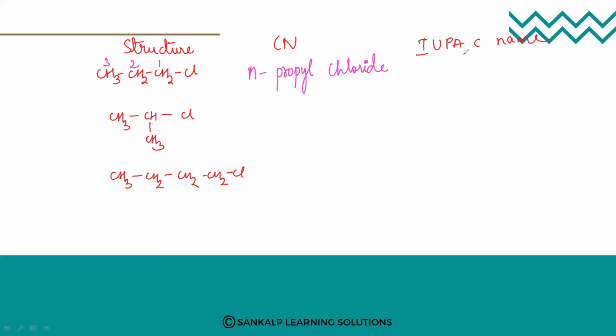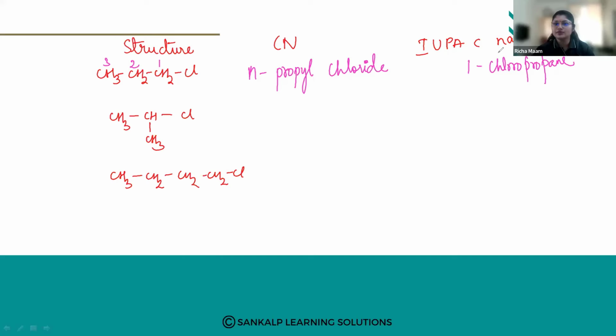Then what is the IUPAC system? In the IUPAC system, you have to write halo substituted. At one position, you have one chloro, then you have propane. So this is the IUPAC system, haloalkanes. At what position is your halogen substituted? At one position. So 1-chloropropane. Similarly, this one, can anyone tell me?